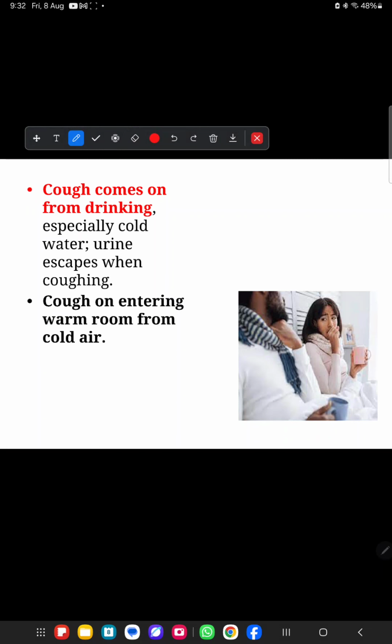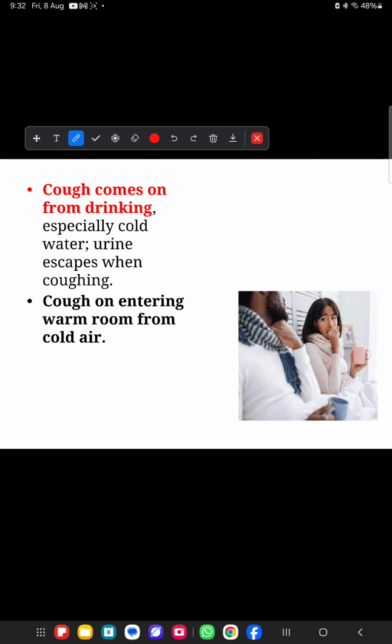Cough comes on from drinking, especially cold water. Urine escapes when coughing: while coughing, there is a passing or dribbling of urine. We can correlate this with other medicines. Can anyone tell which medicines for this symptom? Causticum, Natrum muriaticum, Pulsatilla, and Rumex are also there.